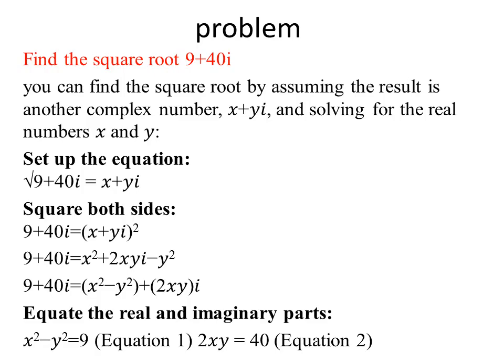Therefore, 9 plus 40i is equal to x square plus 2xyi minus y square. Therefore 9 plus 40i is equal to x square minus y square plus 2xy into i. After this we equate the real and imaginary parts. x square minus y square is equal to 9, call it equation 1, and 2xy is equal to 40, equation 2.